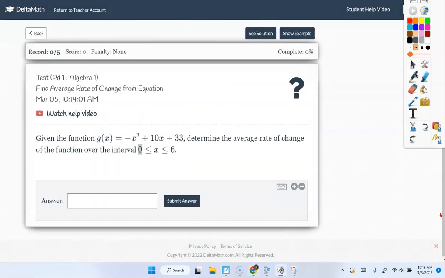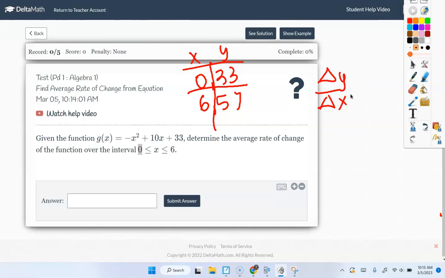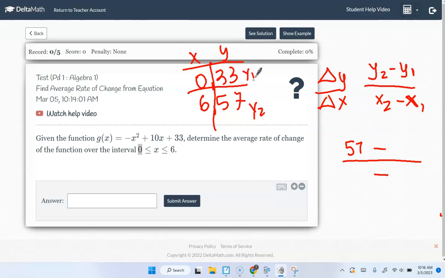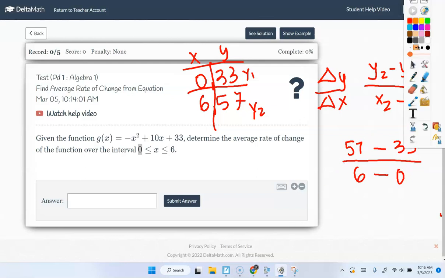Actually, let me go back here. So 0, 33 and 6, 57, those are our x and y values. And when we use our rate of change formula, which is delta y over delta x, y2 minus y1 over x2 minus x1, all we need to do is set up our fraction and enter these values in the correct positions. So y2 is 57, y1 is 33, x2 is 6, and x1 is 0. So 57 minus 33 over 6 minus 0.